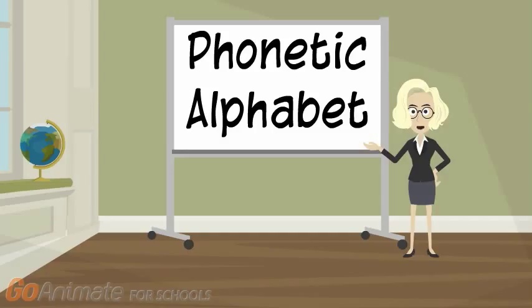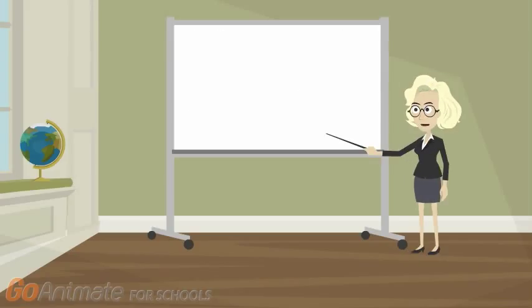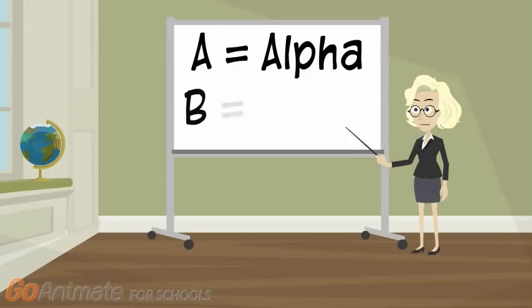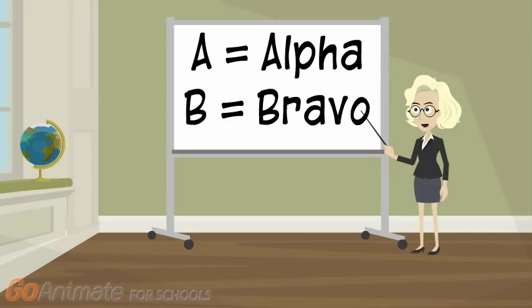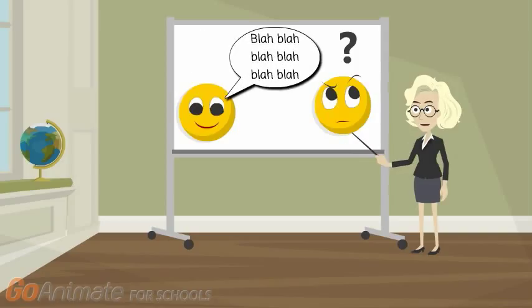Today we are going to learn about the phonetic alphabet, and why pilots and air traffic controllers use it. The phonetic alphabet uses words for each letter. For example, if I wanted to say the letter A, I would say, alpha. This makes it clear to the listener which letter I really said.